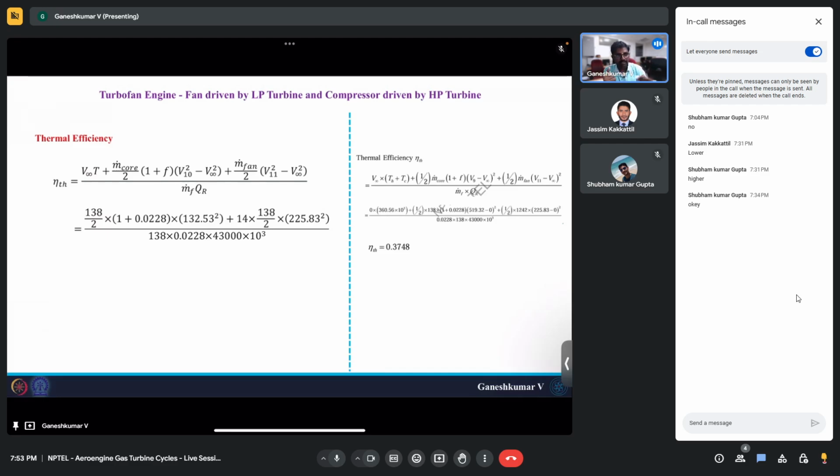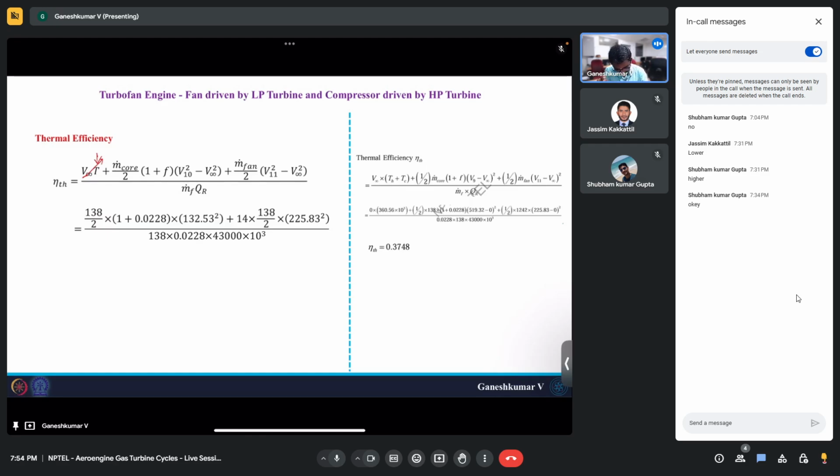For example, what I'm trying to say is your thrust over here has increased, but the thrust component is not going to come because V infinity is 0. Our engine is on the ground. So this component is going to go away. So the increase in thrust is not affecting your thermal efficiency.